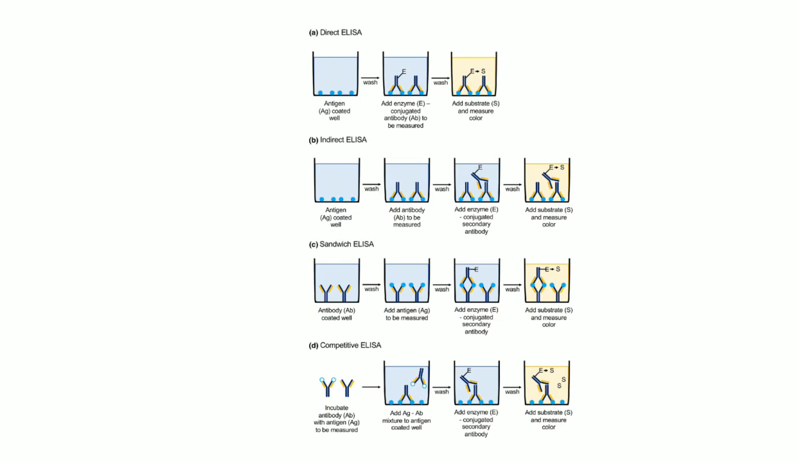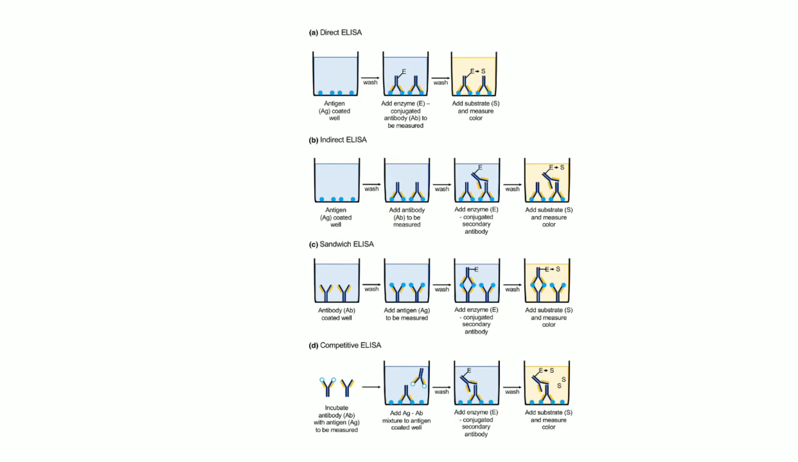And how do we detect whether the antigen antibody interaction has occurred? For that we will add a substrate. If antigen antibody interaction has occurred, the enzyme will act on the substrate and a color will be produced. So the presence of color actually indicates the test is positive in direct ELISA. Now in indirect ELISA, we want to detect the antibody presence in the patient serum.